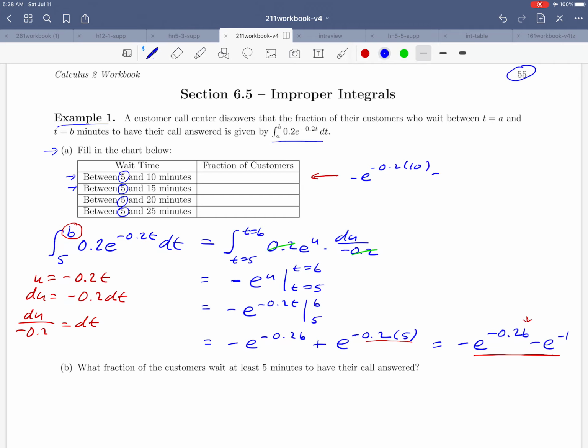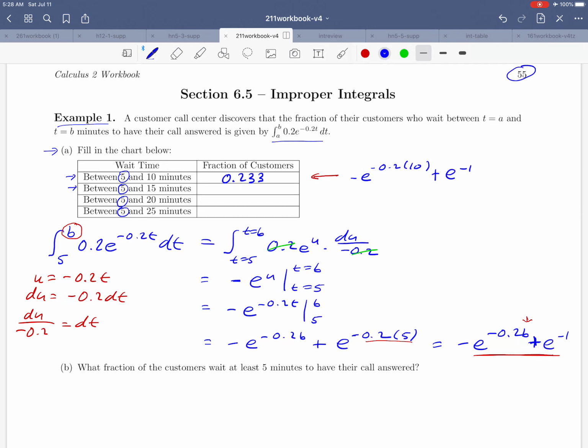Oh, I just noticed a mistake here. This minus should be a plus. Sorry about that. That should be a plus e to the minus 1. And that's a number that you can calculate on your calculator: minus e to the minus 0.2 times 10 plus e to the minus 1. If you punch that in, what you get is 0.233.